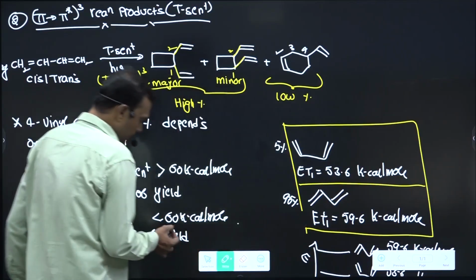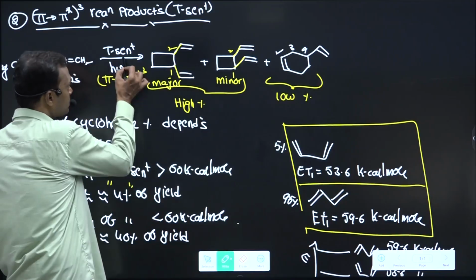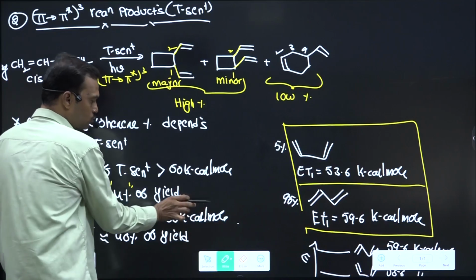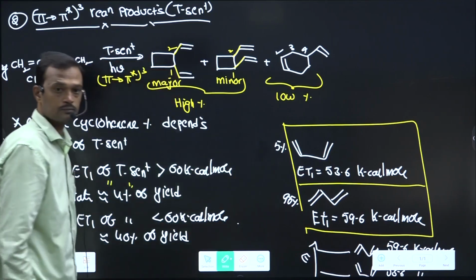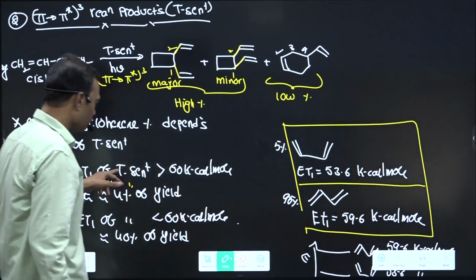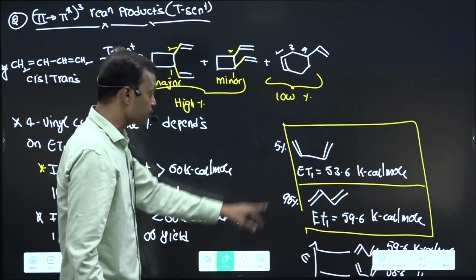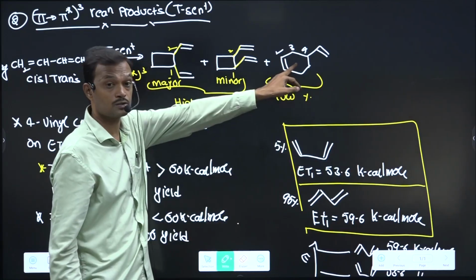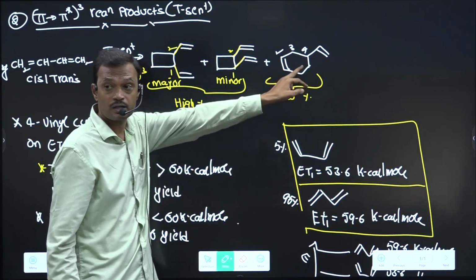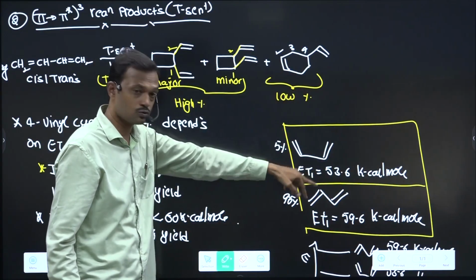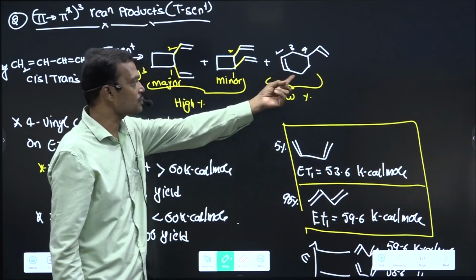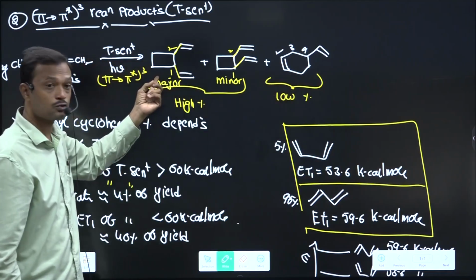So when the ET1 value of the triplet sensitizer is less than 60 kilocalorie per mole, this particular triplet sensitizer is suitable to activate the cis isomer. This kind of triplet sensitizer activates cis, and that kind activates trans. If cis is activated, this percentage increases. If trans is activated, this percentage decreases. But whatever it may be, in the end this is major. Increasing this percentage decreases the other percentage of formation.